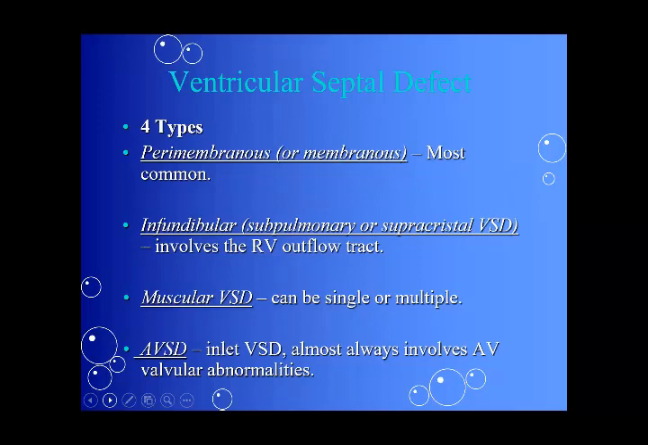Then there is the infundibular, subpulmonary, pulmonic, or supracristal VSD. It most of the time involves the right ventricular outflow tract as well, and is usually associated with aortic valve prolapse. Then there is the muscular VSD. This can sometimes be single and sometimes multiple, and when multiple it is also called Swiss cheese septal defect. Then there is the AVSD. It is present close to the inlet of the ventricular septum, and always involves atrioventricular valve abnormalities.